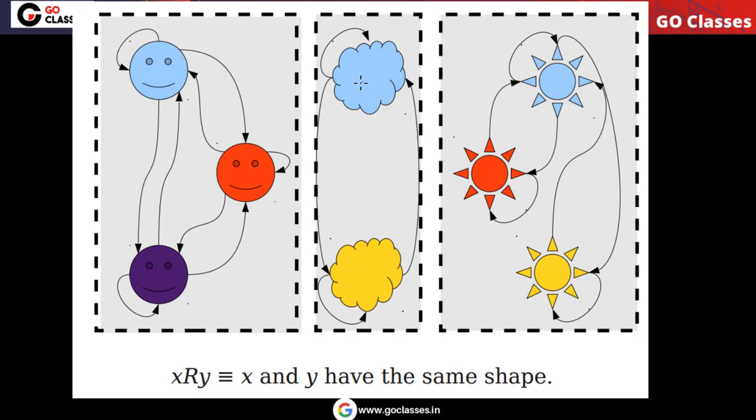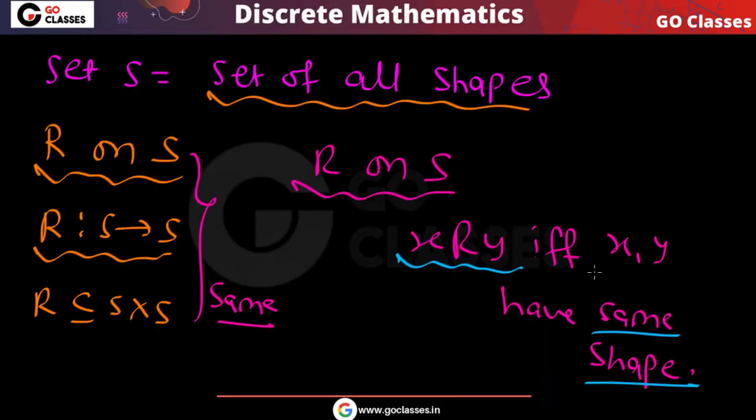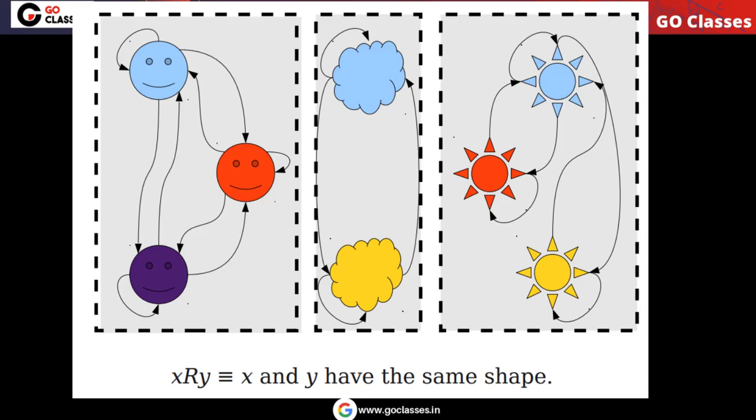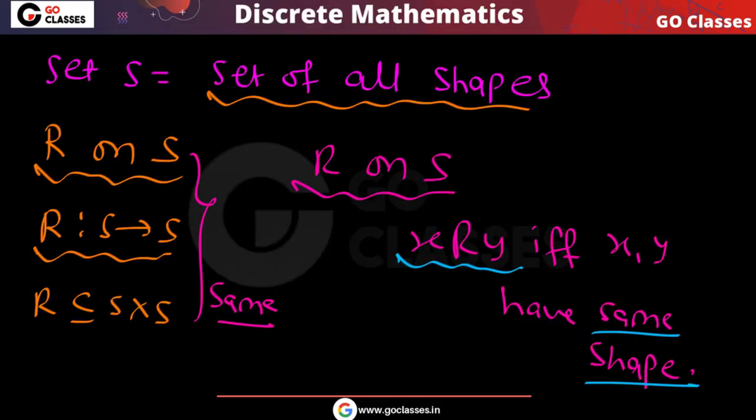These two are related, this is related to this, is related to this. Similarly, all these three are related to each other, and all these are related to each other. So the idea is very simple: in equivalence relations there is some kind of equality. Here we have equality of shape. The shape must be the same, then we can say that elements are related.